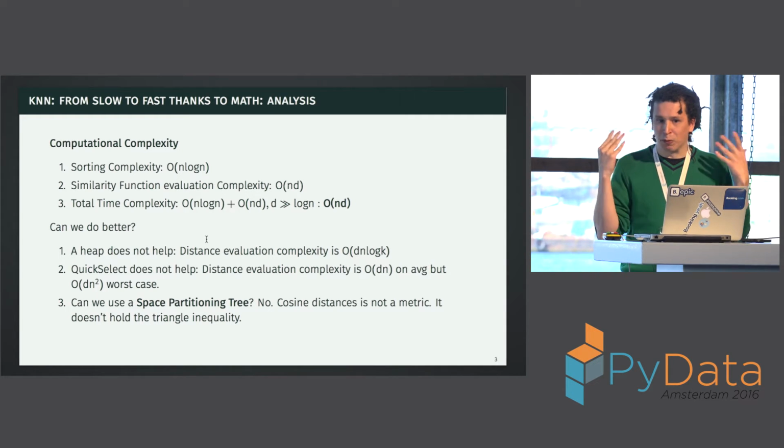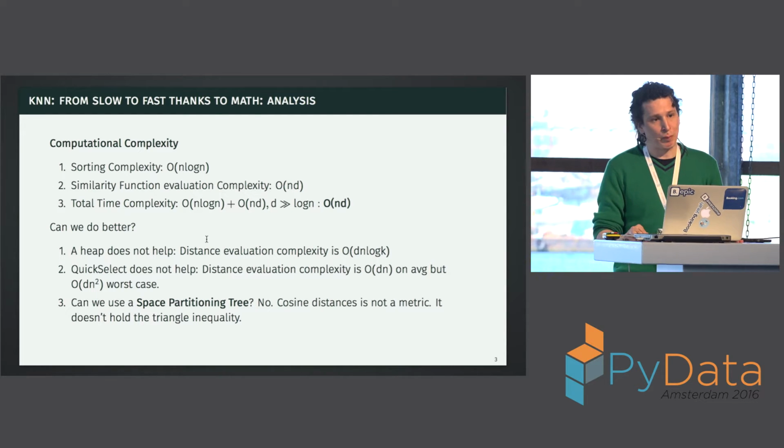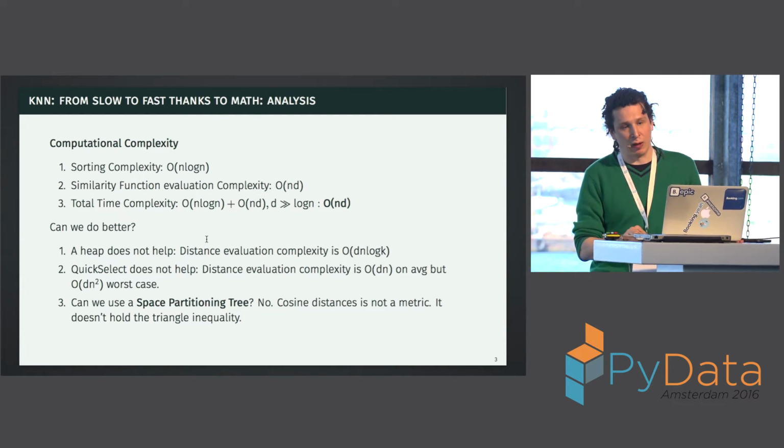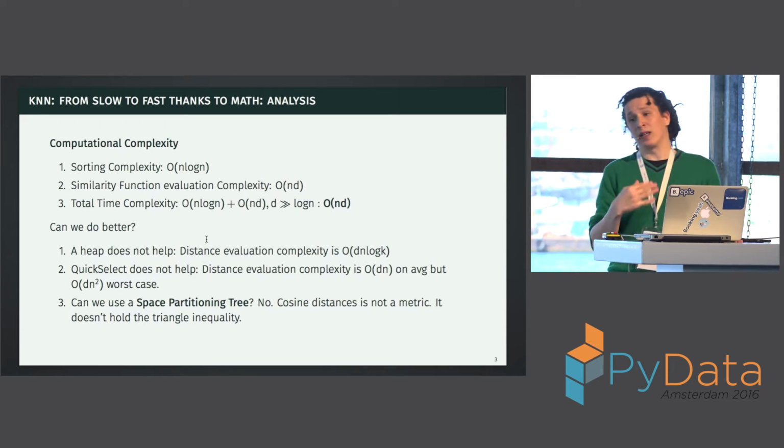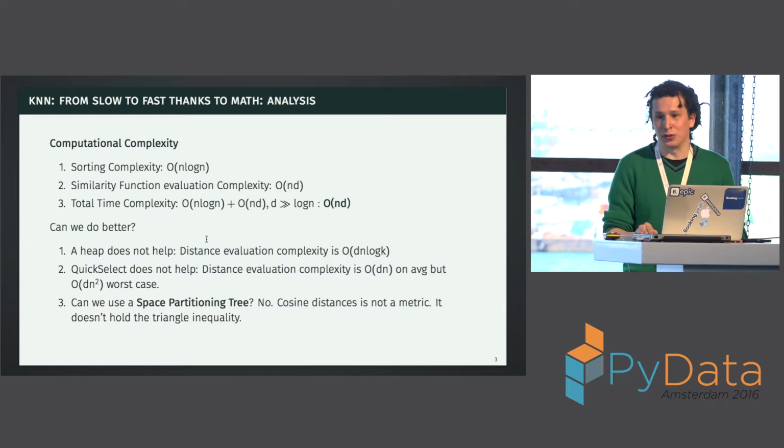But the problem is that we want to use cosine similarity. And cosine similarity is not a metric, because it doesn't hold the triangle inequality. And this is very bad news, because that means we cannot use space partitioning trees. At least the ones I know, they all require your distance function to be a metric. So that's not good.